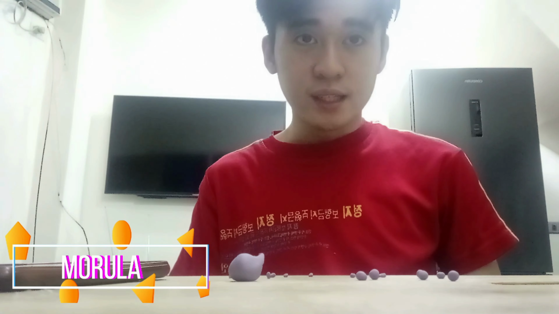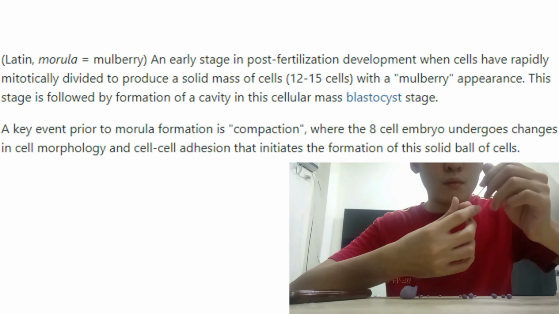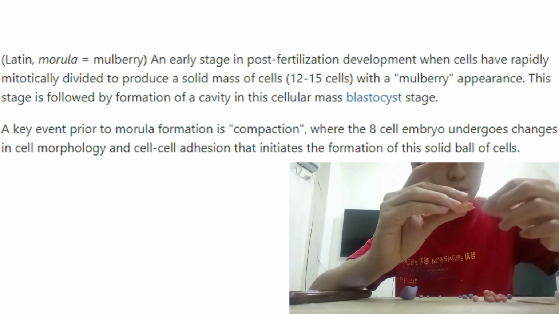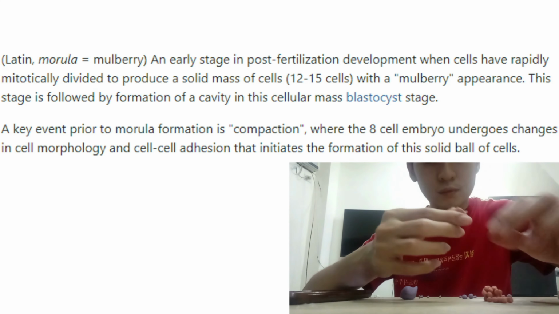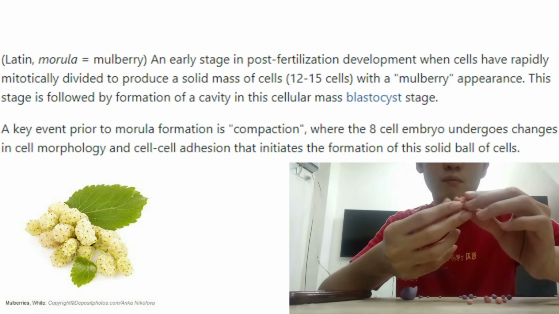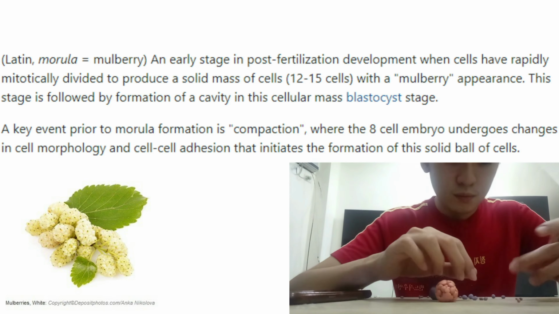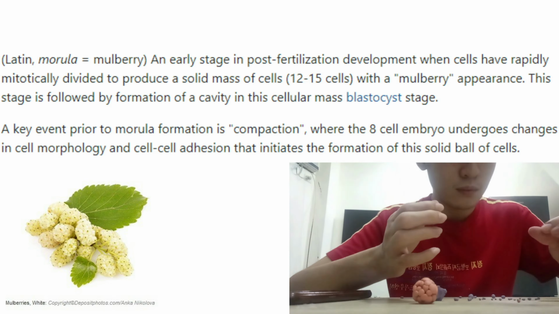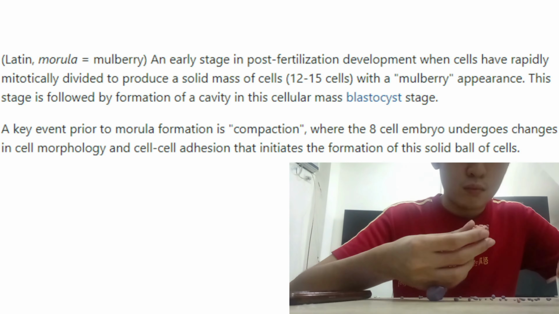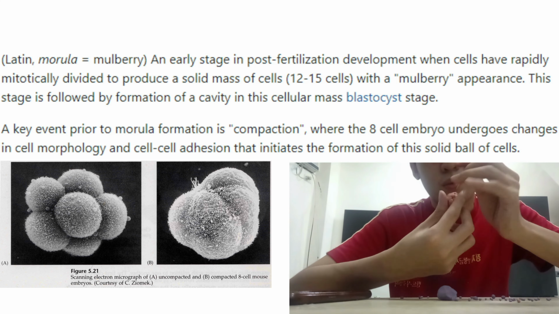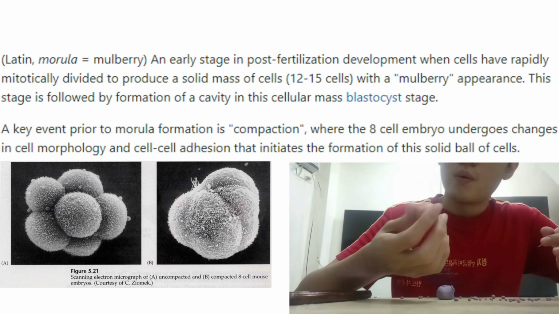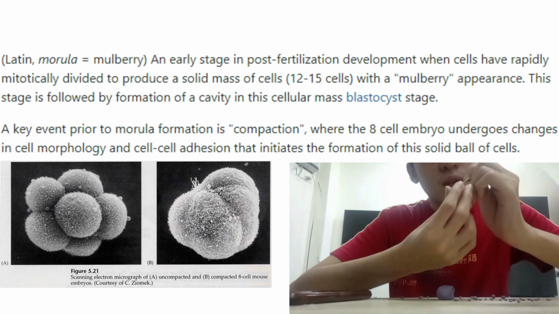Next is the morula stage. Morula, or mulberry in Latin, is an early stage in post-fertilization development when cells have rapidly mitotically divided to produce a solid mass of cells that consists of 12 to 15 cells with a mulberry appearance. This stage is followed by formation of a cavity in the cellular mass, the blastocyst stage. A key event prior to morula's formation is compaction, where the 8-cell embryo undergoes changes in cell morphology and cell-to-cell adhesion that initiates the formation of this solid ball of cells.